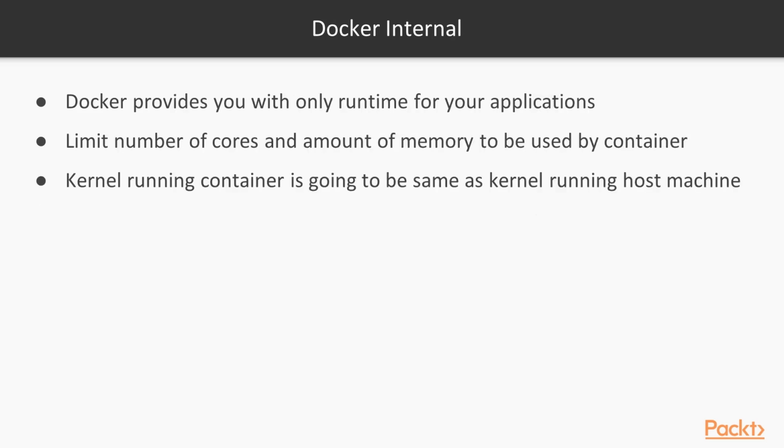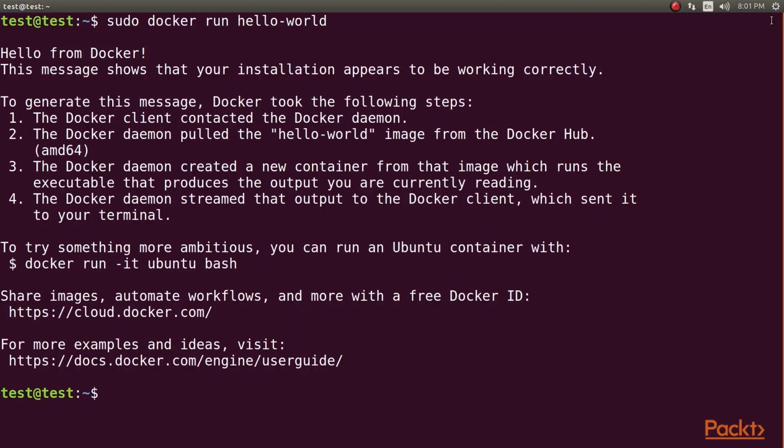Now we move to Docker internals. Docker provides you with only a runtime for your applications. You can limit the number of cores and the amount of memory to be used by the container. By the end of the day, the kernel running your container is going to be the same as the kernel running your host machine. The proof of that is in the way Docker organizes images. It calculates file system differences and packs them in layers that can be reused.